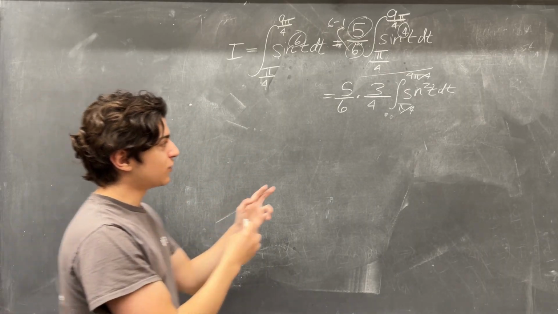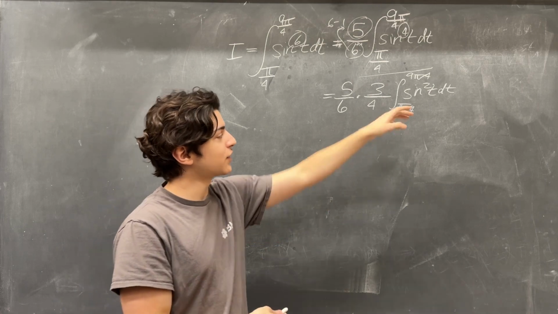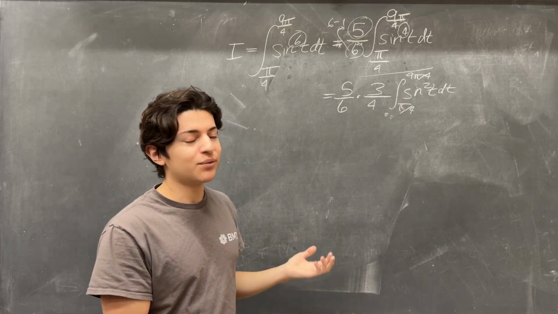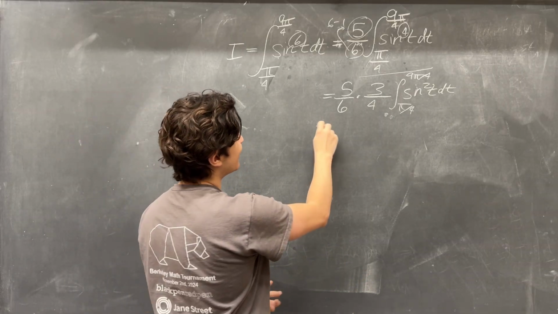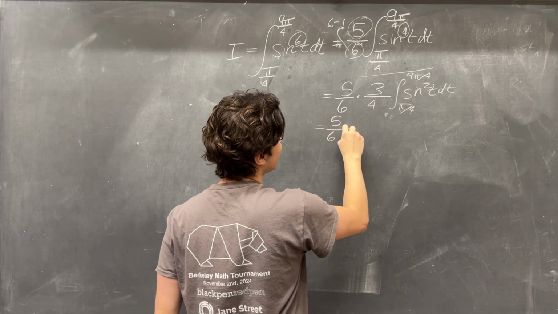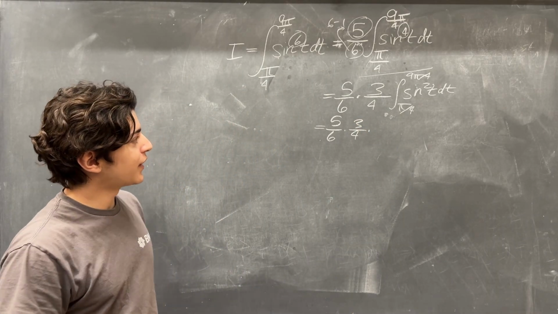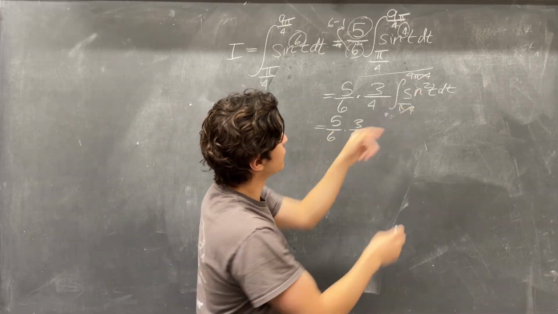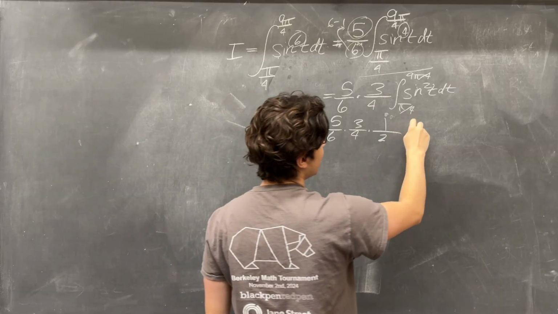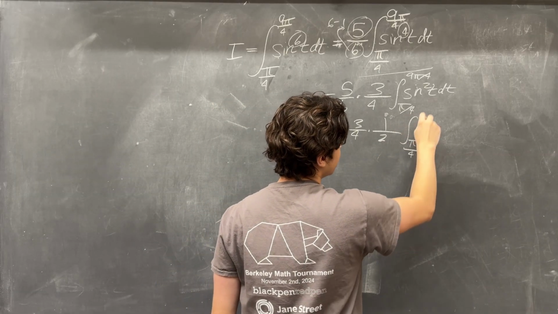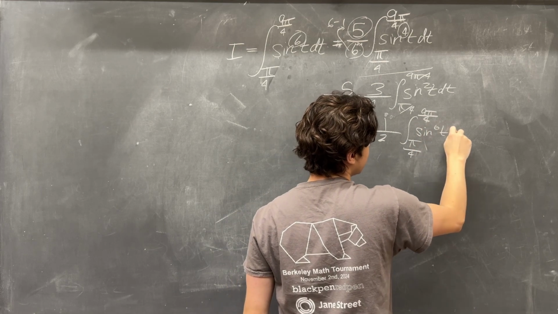Now, again, you could evaluate this using standard trig identities. You use like the double angle identity. But why do that when you could just repeat the same thing again? So let's do that one more time. You have 5/6 times 3/4, and then if we repeat the same pattern again, we'll get times, well, the 2 is now in the denominator, and then we have a 1 on top because that's 2 minus 1, times the integral from pi over 4 to 9 pi over 4 of sine to the 0 dt.